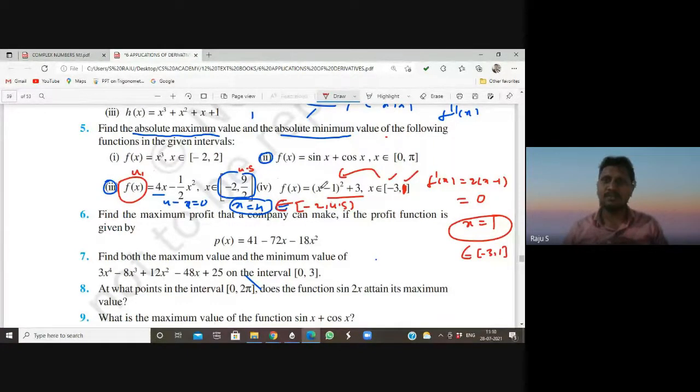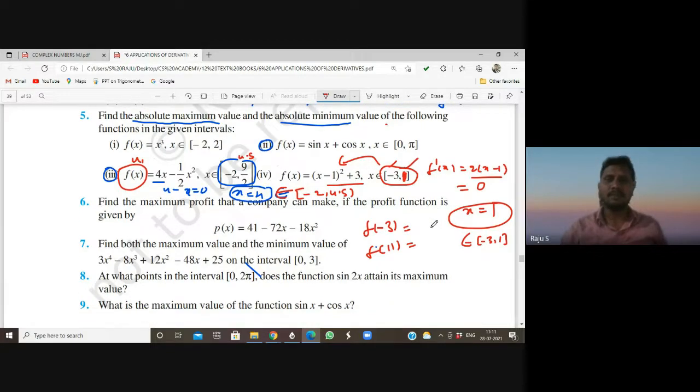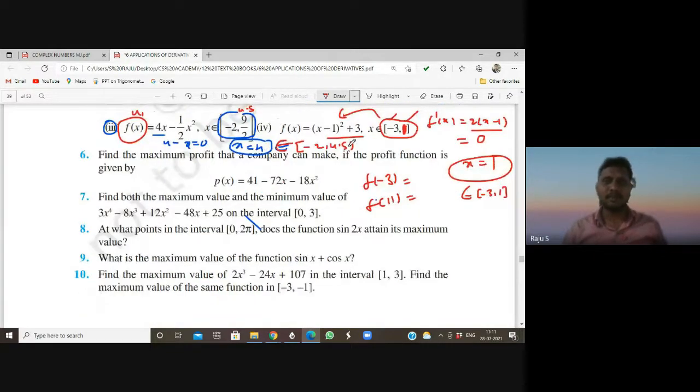Once again, students, if we differentiate, you will get 2 into x minus 1. When we equate it to 0, we will get x is equal to 1. 1 belongs to the given interval. So at 1 as well as the end points. One of the end points is already 1, so you have to find f of -3 and f of 1. Between these two, one value is the greatest and the other is the least. The greatest is the absolute maximum, the least is the absolute minimum, right? So, next question.